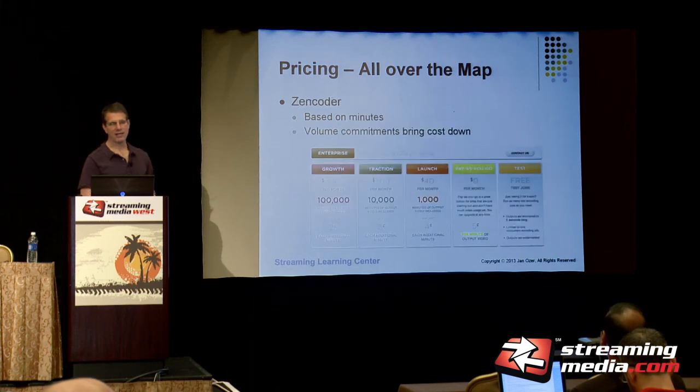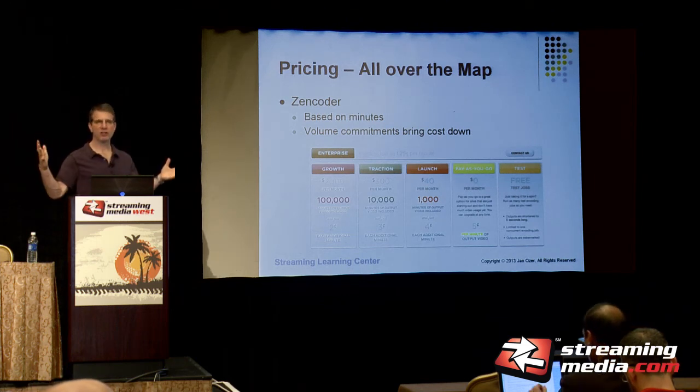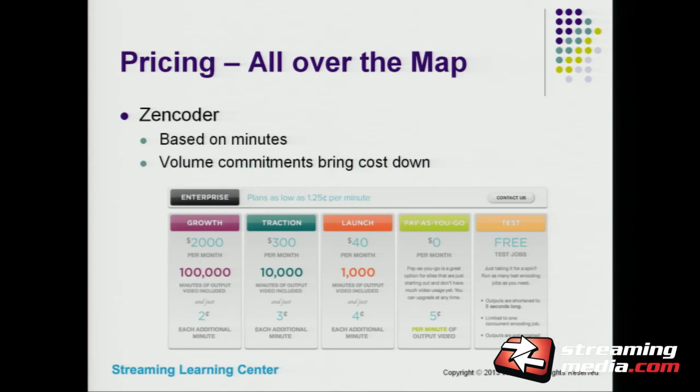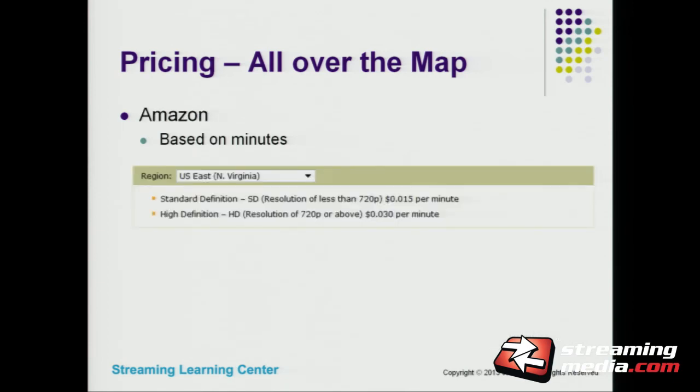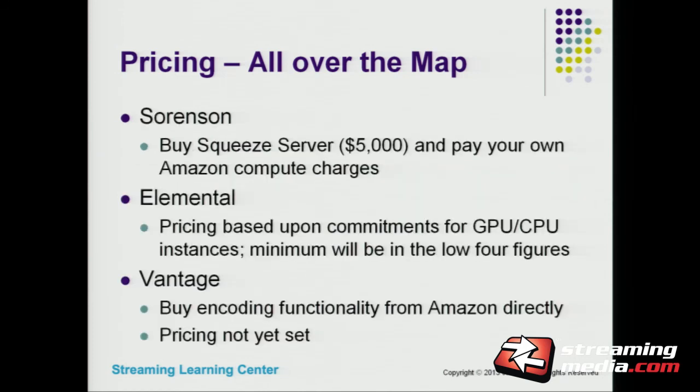If you're encoding with Encoder, it's all about minutes. So it doesn't matter what you're uploading from a size perspective. And then if you're working with Amazon, it's not only minutes, it's whether it's HD or SD. And then if you're working at Elemental, it's how many instances of GPU and CPU are you reserving and what's their uptime. So coming up with a way to easily price compare is going to be very, very challenging.